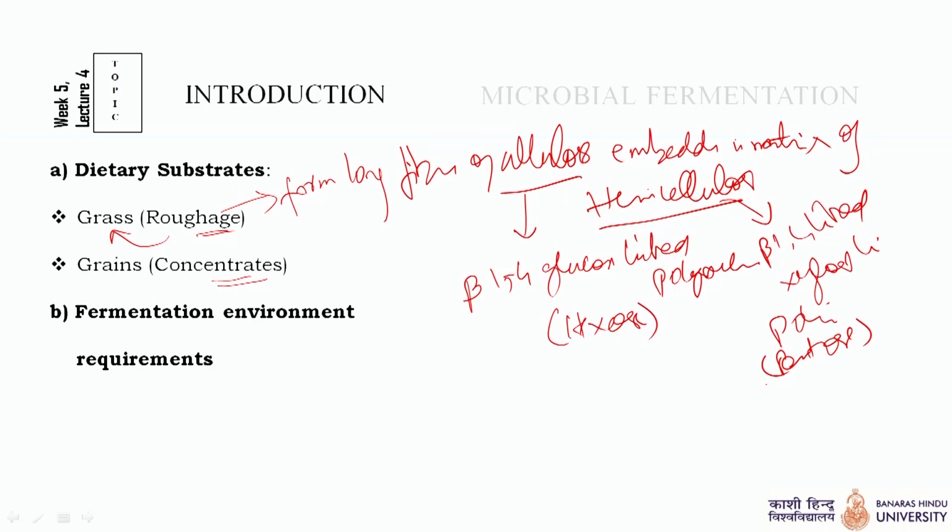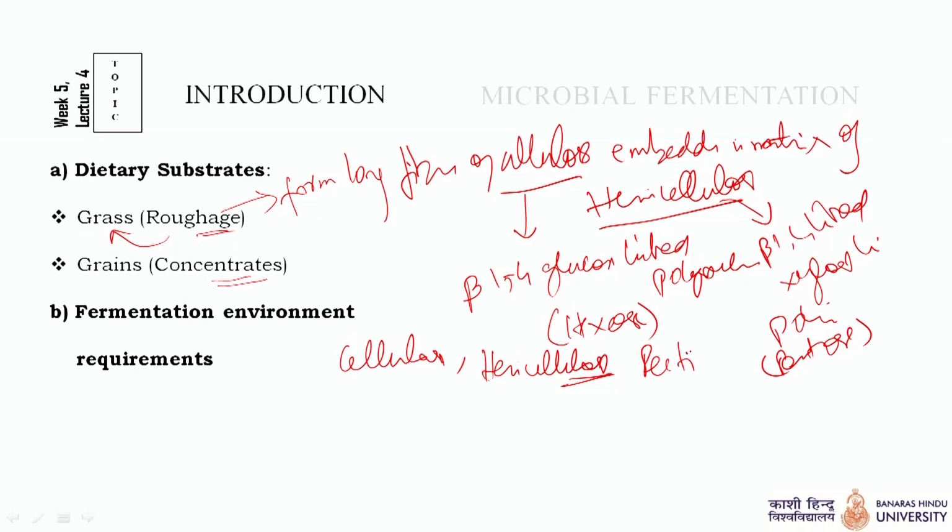Now, to digest these hexoses and pentoses, that is beta 1,4 linked, either glucose linked or xylose linked, it requires special enzymes such as cellulase, which is required to digest the cellulose. Then hemicellulase: when you mention an enzyme, it will end with -ase, A-S-E. So hemicellulase is an enzyme required to digest the hemicellulose.